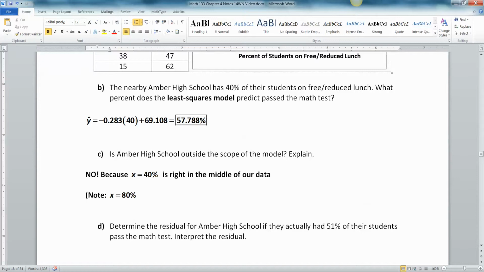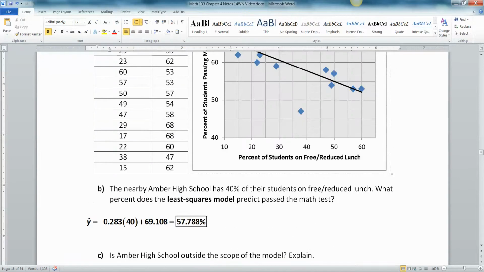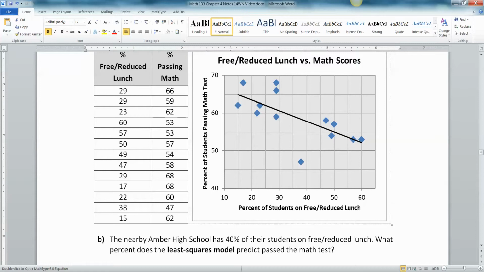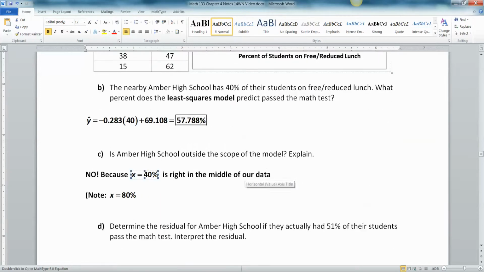All right, Amber High School, is that outside of the scope of the model? And the answer is no, right? 40 is right in the middle of our data, right? So that's not outside the scope of the model at all. Now, if X was 80, that would be outside the scope of the model.